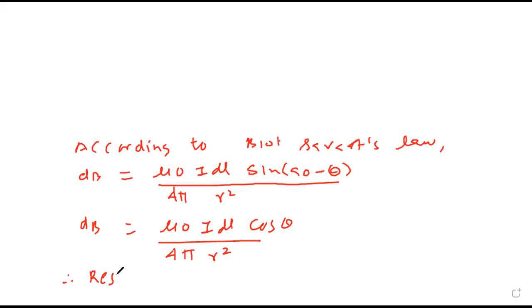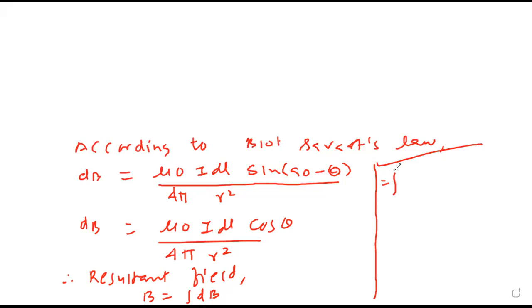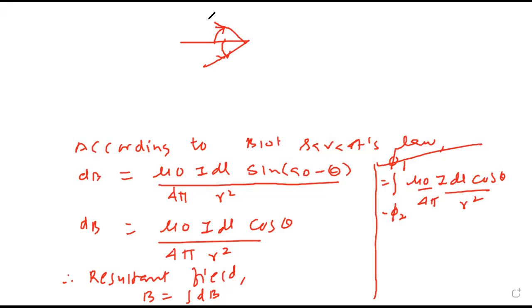Therefore, the resultant field B is the integration of dB. So this will be the integration of mu naught upon 4 pi I dl cos theta upon R square, from lower angle minus phi 2 to upper angle plus phi 1. When you go in the downward direction, it is negative. When you go in the upward direction, we take positive. So from phi 2 to phi 1. If you take a reference axis, lower is negative, upper is positive.